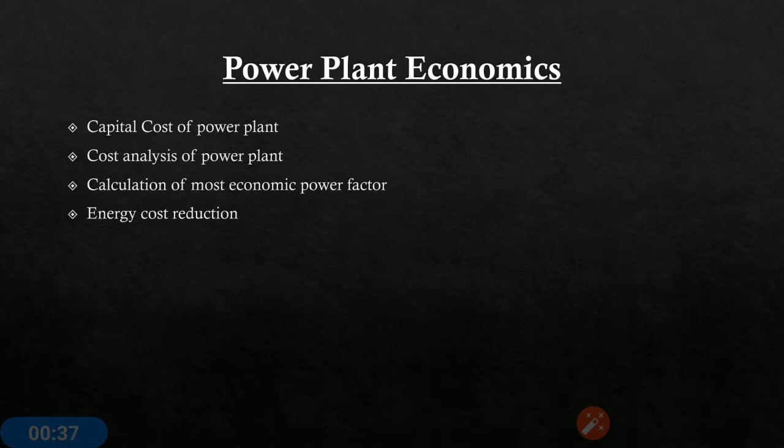So in power plant economics, we'll be discussing the capital cost of a power plant, the cost analysis of a power plant, calculation of the most economic power factor, and the energy cost reduction methods. In this lecture, we will discuss the capital cost of a power plant, and the rest of the topics we will discuss in the coming lecture series.